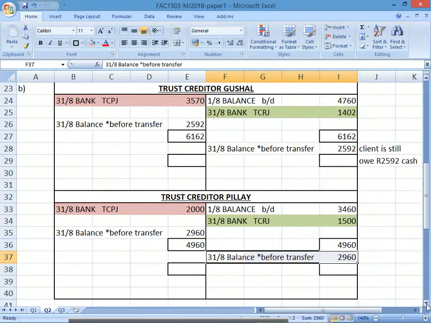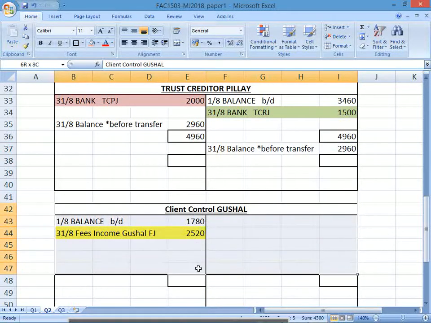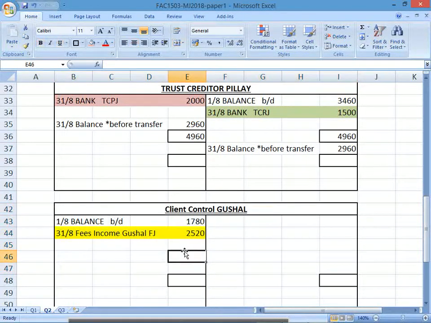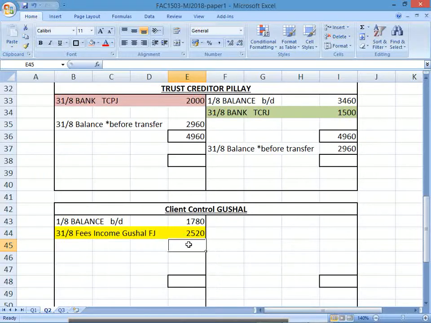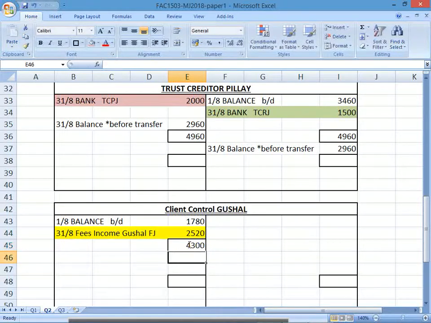Then you need to look at the fees. Okay, so in the client control account for G, I'm looking at how much fees are we entitled to. Well, let's sum up. If I sum up those two amounts, this client owes us 4,300 in fees to the business.